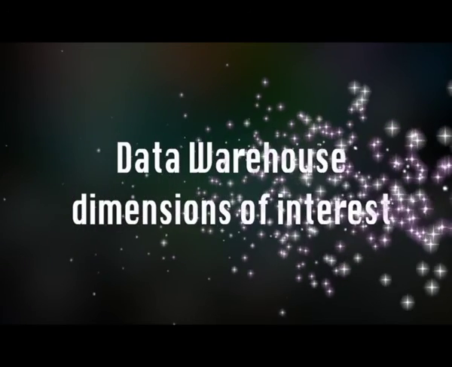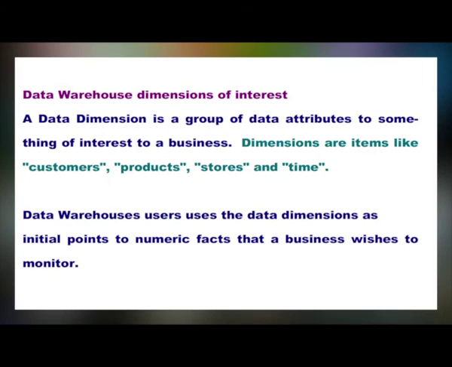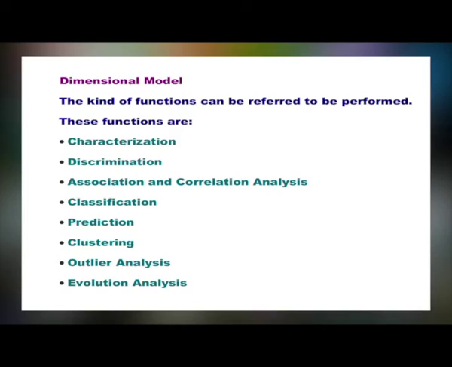The next concept is data warehouse dimensions of interest. A data dimension is a group of data attributes related to something of interest to a business. Dimensions are items like customers, products, stores and time. Data warehouses use the data dimensions as initial points to numeric facts that a business wishes to monitor. The next concept is dimensional model. The kinds of functions that can be performed are characterization, discrimination, association and correlation analysis, classification, prediction, clustering, outlier analysis, and the last one is evolution analysis.